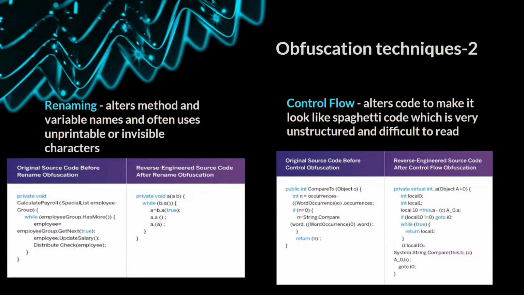And then the next one is control flow alteration, which alters code to make it look like spaghetti code, which makes it unstructured and difficult to read. So if you look at the two programs, it's pretty obvious that the second one was a lot harder to understand. And yeah, on to the next.